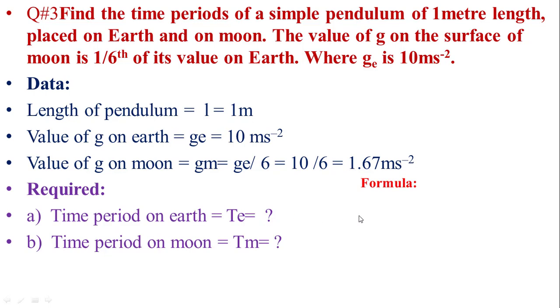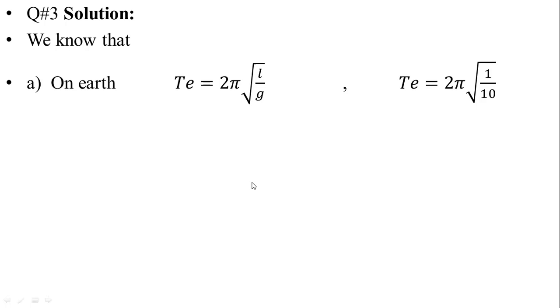Now the formula: TE is equal to 2π square root of L over gE, and TM is equal to 2π square root of L over gM. Now we can find the solution. We know that on the earth TE is equal to 2π square root of L over g. Then putting the values, TE is equal to 2π square root of 1 upon 10. Then the time period on the surface of earth TE is equal to 2 seconds.